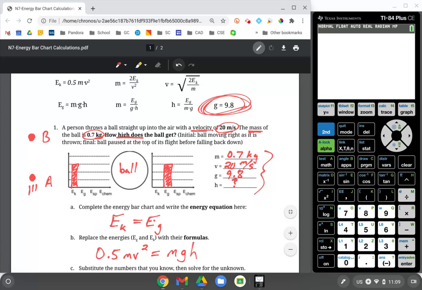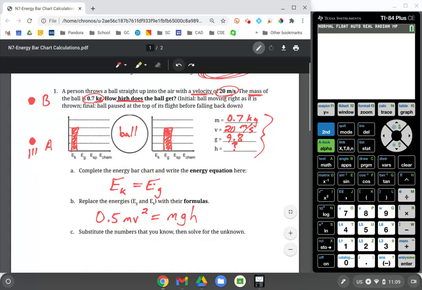And so because our energy bar chart tells us that these two amounts of energy are equal to one another, then we know that the formula that you would use to calculate either of them is also equal to the other formula you would use to calculate the other one.